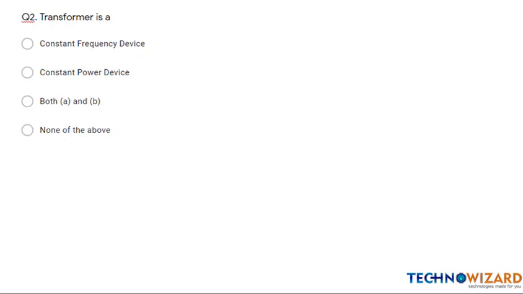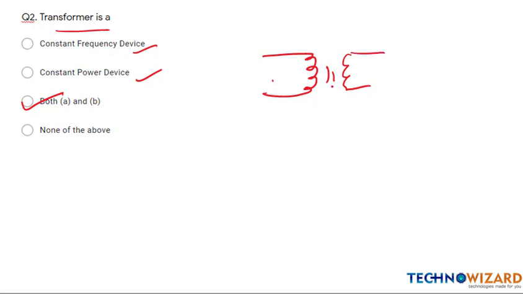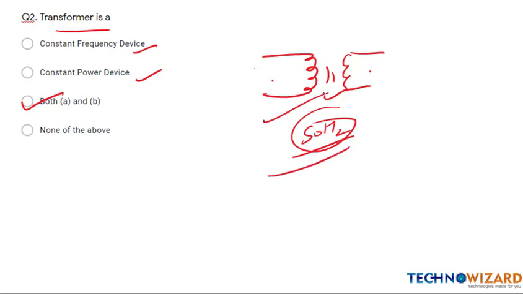Next, question number 2. Transformer. What is a transformer? Transformer is a constant frequency device, power device. Both A and B, or none of the above. Transformer is both a constant frequency as well as a constant power device. This is something like a transformer. This is the primary winding, this is the secondary winding, and this is the core of a transformer. The input side power and the output side power always remain the same, and also the frequency, that is 50 Hz, always remains the same. Therefore transformer is a constant frequency and constant power device.